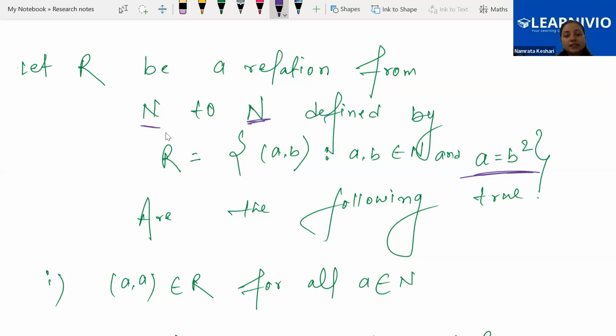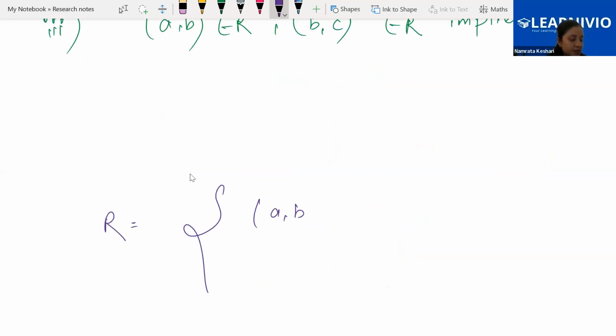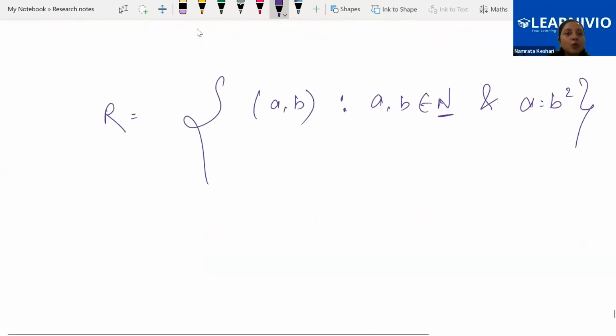Now it asks: is it true that an element of type (A, A) belongs to our relation? If we list a few ordered pairs, natural number to natural number, let me write the relation. The relation is defined as the set of all ordered pairs (A, B) such that A and B are both natural numbers and A is equal to B square. This type of relation we have seen a lot of times. Here the only difference is natural numbers. So we will try writing a few ordered pairs.